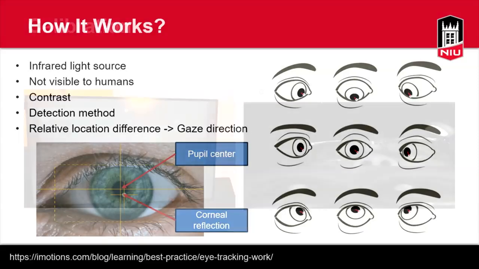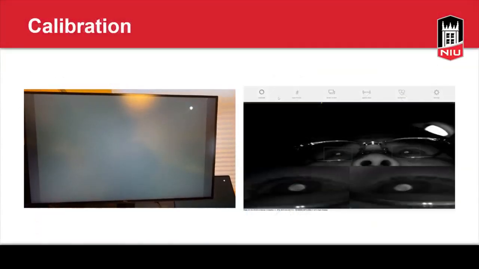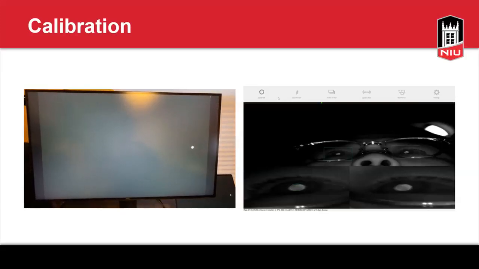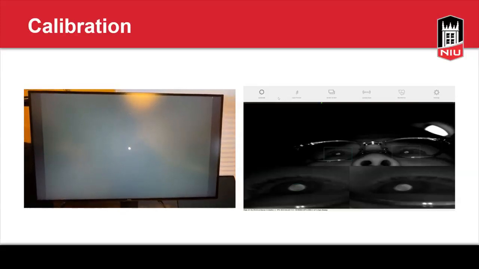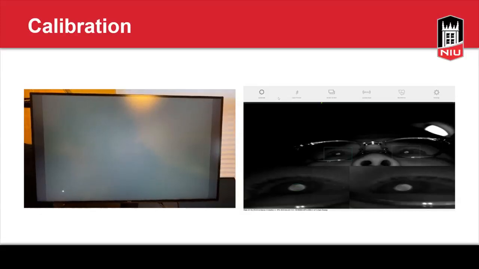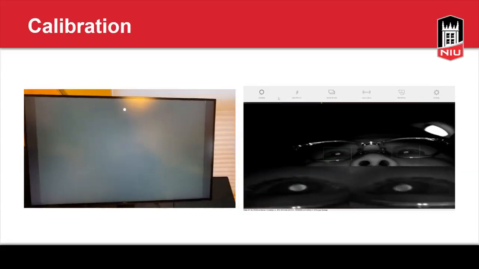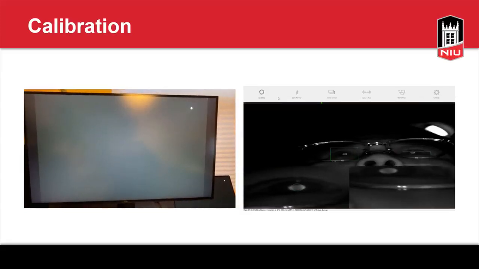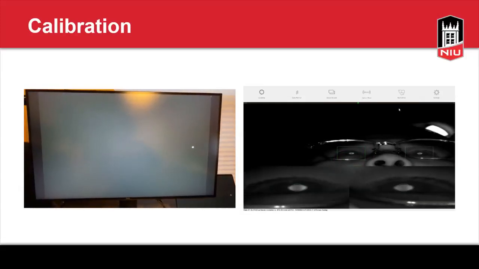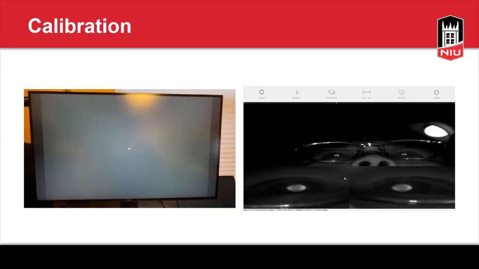This is a video I captured myself. On the left, you can see 9 white dots appear, and each subject is instructed to look at each white dot. The right video shows, at the same time, how they recognize my eyes. You can see the green box capturing each of my eyes. If the calibration is good, it will be successful. If not, we can redo it until we see a good calibration result.